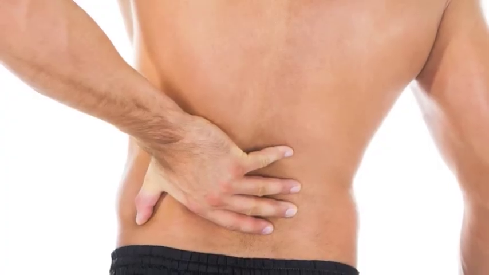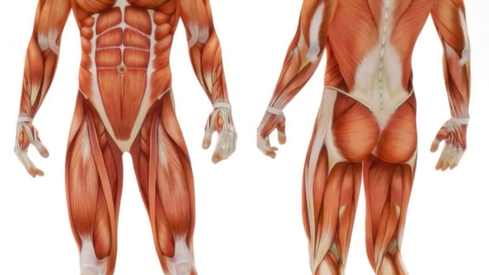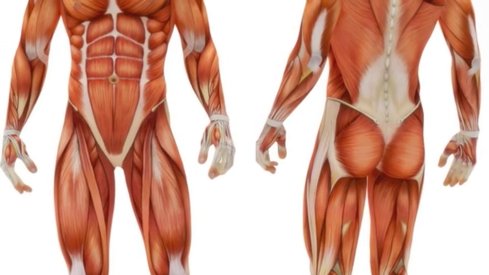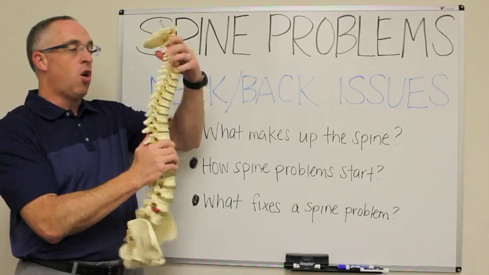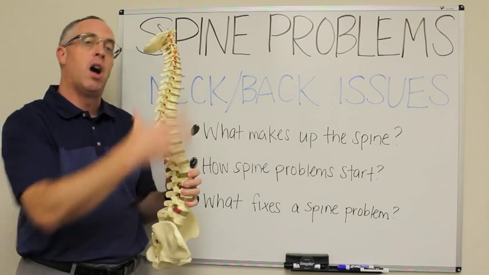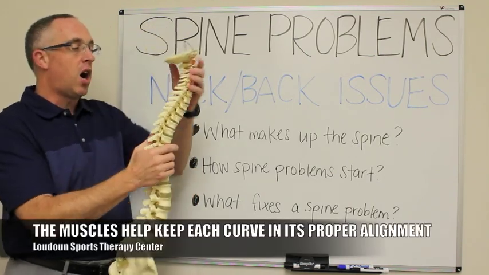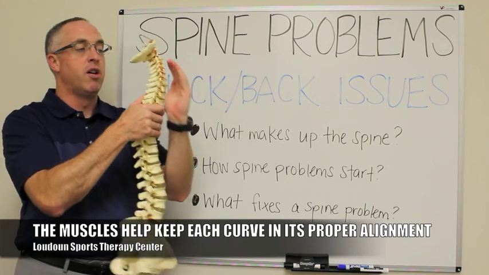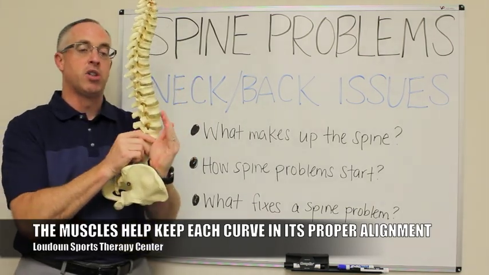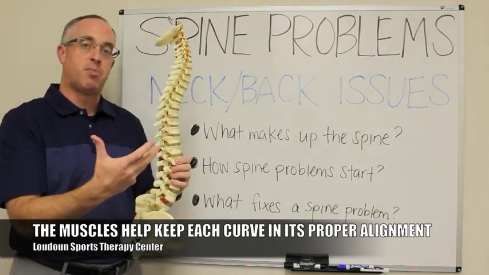You have muscles that are running alongside of your spine. On the side, you have muscles. On the front, you have muscles. And all of those muscles are working to hold that tree or that pole in that upright position. So it's the job of the muscles to make sure that the curve, whatever part of the spine we're talking about, stays in its proper alignment.